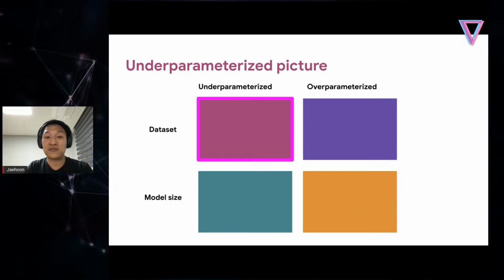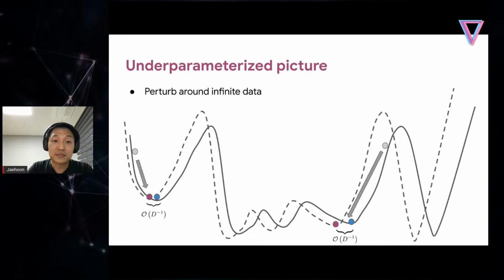A very similar story for variances around the infinite data limit can be made for the underparameterized case as well. Here, the cartoon illustration is describing the local solutions in the infinite data case, the solid line, versus the finite but large data case, the dashed lines. Corrections to the central limit behavior lead to a loss deviation of order 1 over d. And this will lead to the variance-limited scaling.